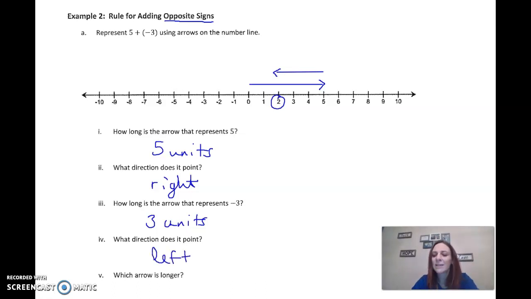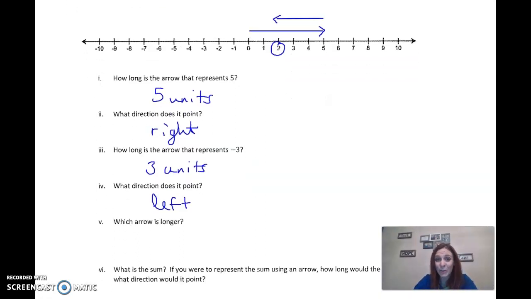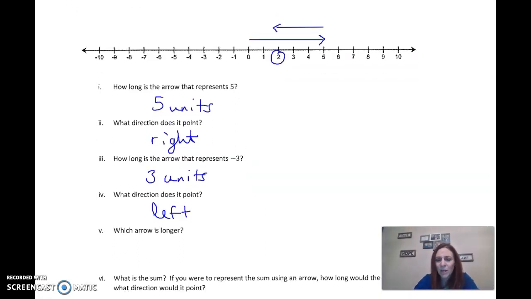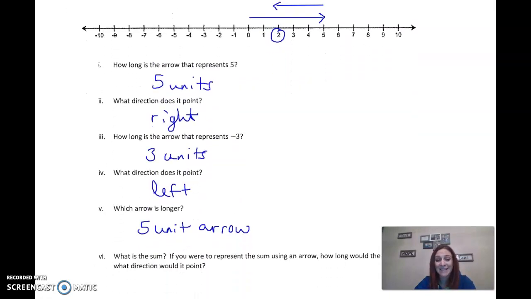Which arrow is longer? Now this is a different question than what we've seen before. Which one's longer? The one that's 5 units or the one that's 3 units? 5 units. So the 5-unit arrow. That's going to become really important because, as we're going to see in this next one, when we add them together, notice that our sum, or the solution to our problem, 5 plus -3, is a +2.